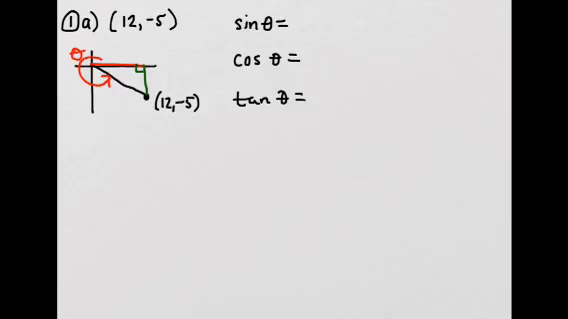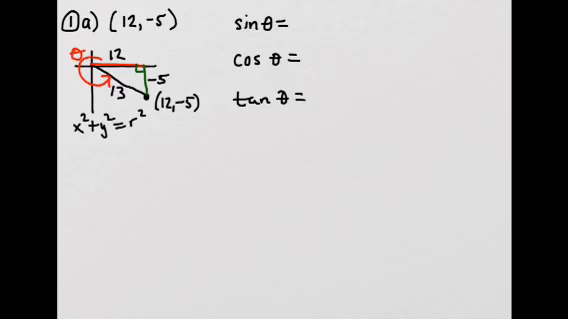And so we can label x with 12, y with negative 5, and we're looking for r before we can answer the six trig functions. Now, 5, 12, 13 is a very common right triangle, just as 3, 4, 5 is. Okay, so 5, 12, 13. And how we got 13 is by the Pythagorean theorem, solving for r. Okay, that's how you get the 13.